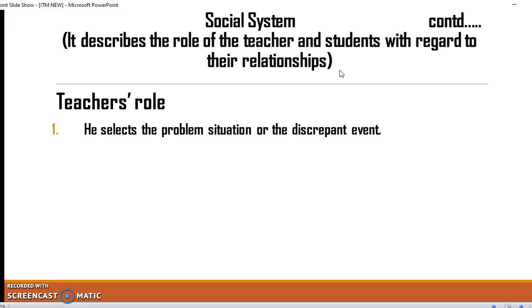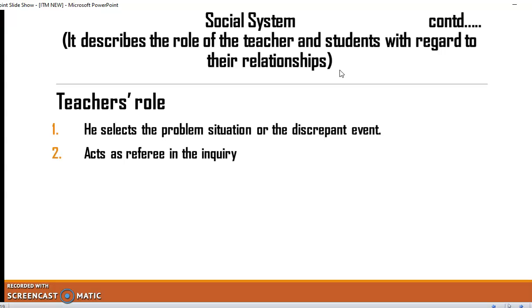First point is he or she selects the problem situation or the discrepant event. As we all are aware, in order to begin a topic with the use of the inquiry training model, it's important that the teacher is able to select a problem situation or a discrepant event on which the entire model would work.